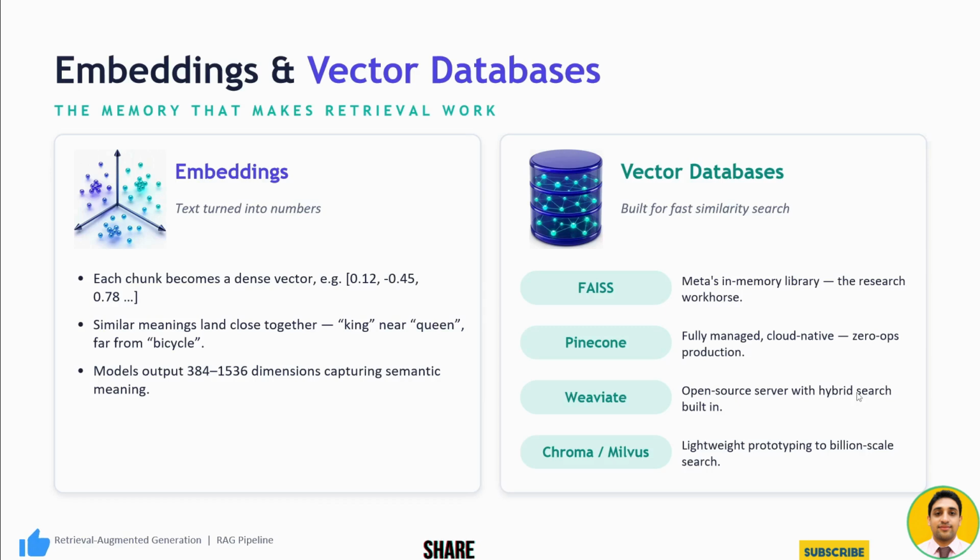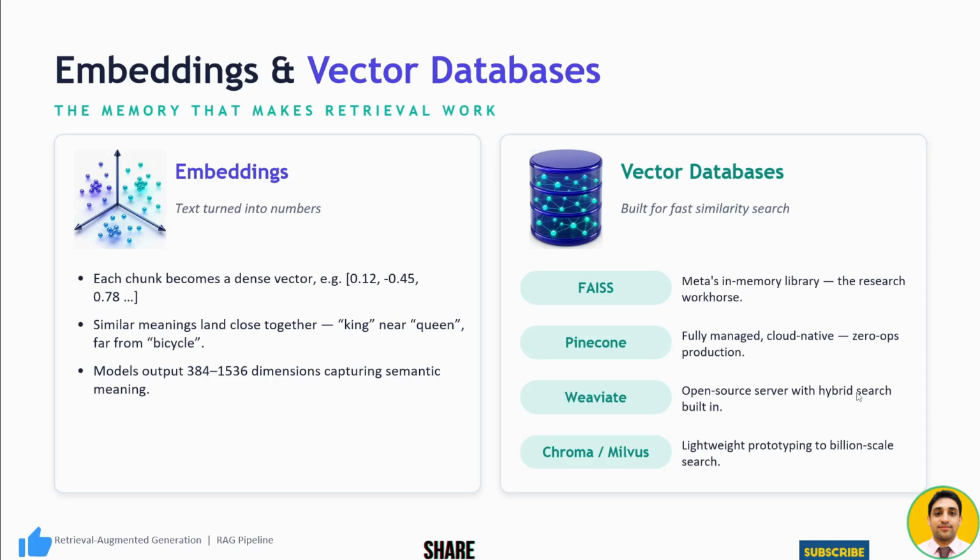Now, once you have these embeddings, you need somewhere to store and search through them efficiently. And that's exactly where vector databases come in. They are purpose-built for extremely fast similarity search across potentially massive collections of vectors. Let's look at a few of the most popular options.